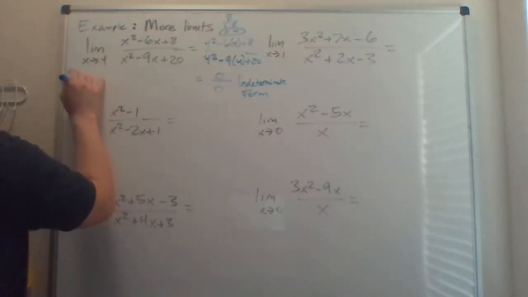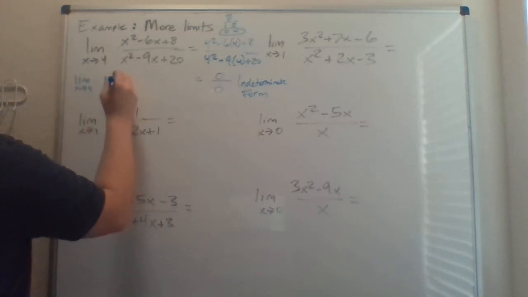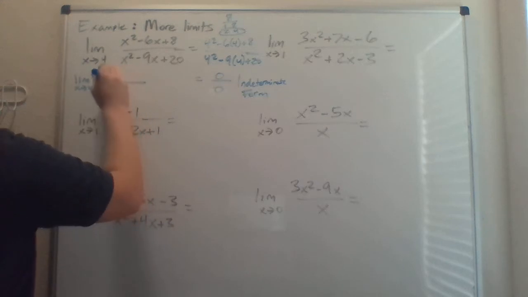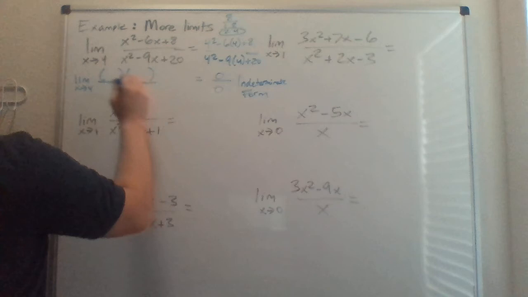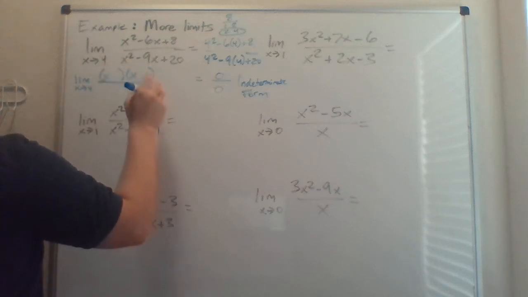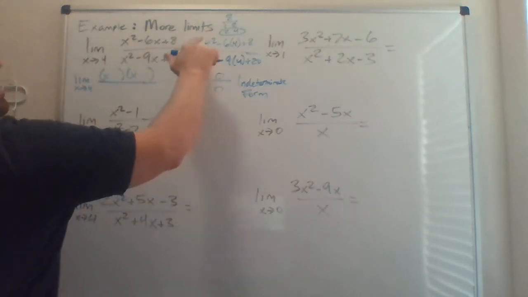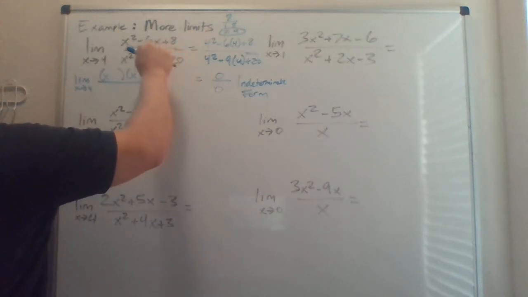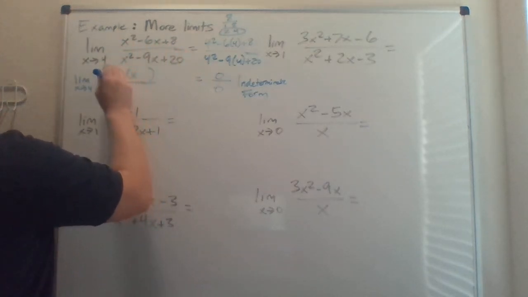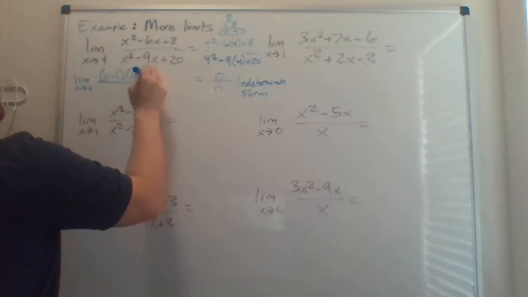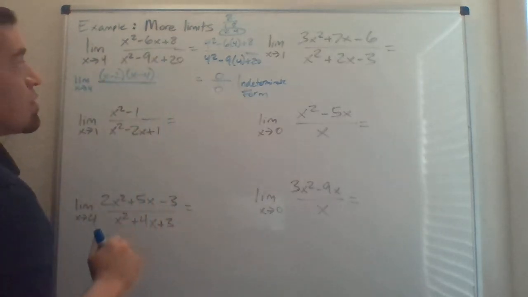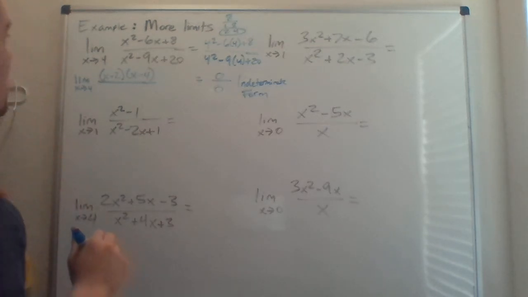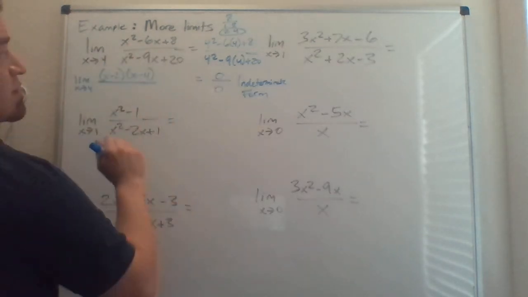So I'm gonna rewrite this as, you always gotta write the limit, as x approaches 4 of, we're gonna do 2 parentheses, x, and I want these factors to multiply to positive 8 and add up to negative 6. The only way that's going to happen is negative 2, negative 4. Do a quick check. Negative 2 times negative 4 is positive 8. Negative 2 plus negative 4 is negative 6. So this works. The top is factored.